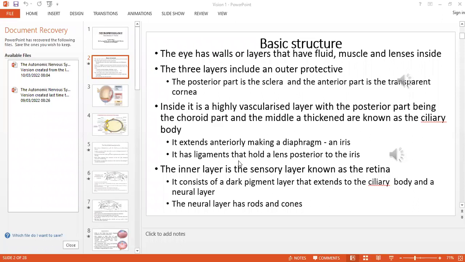It extends anteriorly, making a diaphragm, the iris. It has ligaments that hold a lens posterior to the iris. Those ligaments that surround the iris, we'll see in the next few images. The inner layer is the sensory layer known as the retina.